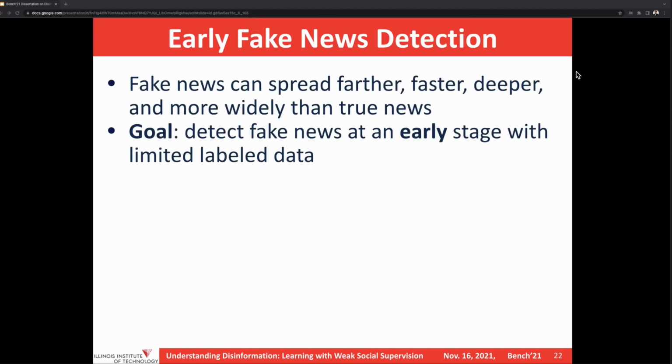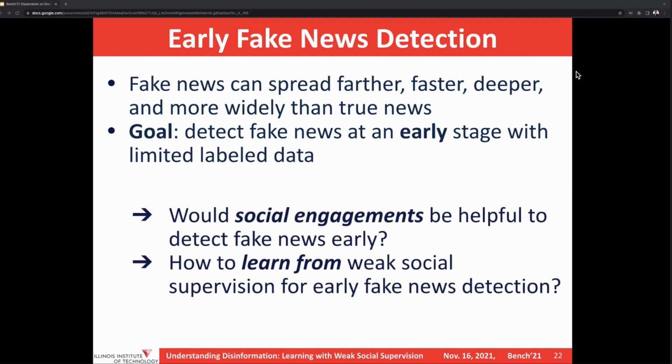Existing research has shown fake news can spread farther, faster, deeper, and even more widely than true news. So the goal of this paper is to detect fake news at an early stage with very limited annotated data. The motivation here is that large-scale social media data can provide very rich but noisy user engagements on the news. So we want to answer these two questions. The first one is, would the social engagements be helpful to detect fake news early?